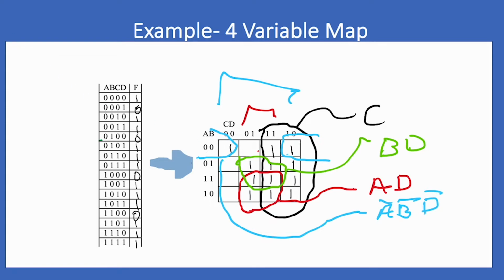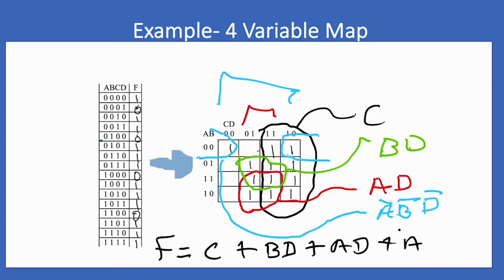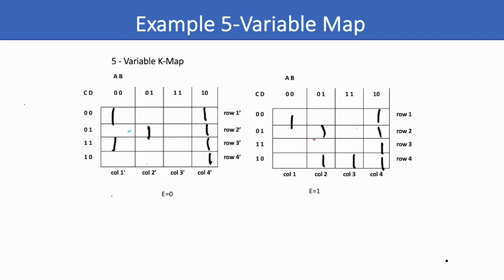So the final function is equal to C plus BD plus AD plus A bar, B bar, D bar. And that's the final answer. Okay, and this one we had an 8 covering. An 8 covering was nice because we dropped out 3 variables. All right, let's do a 5-variable map. Give ourselves a little more of a challenge here.